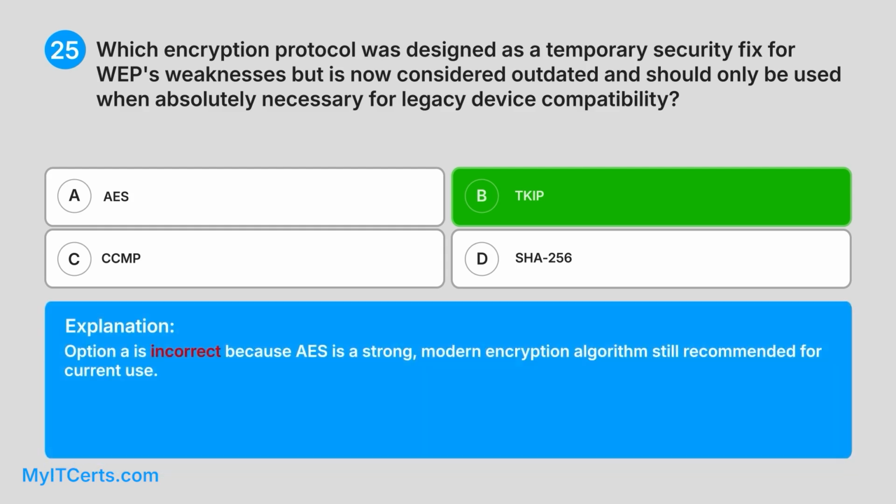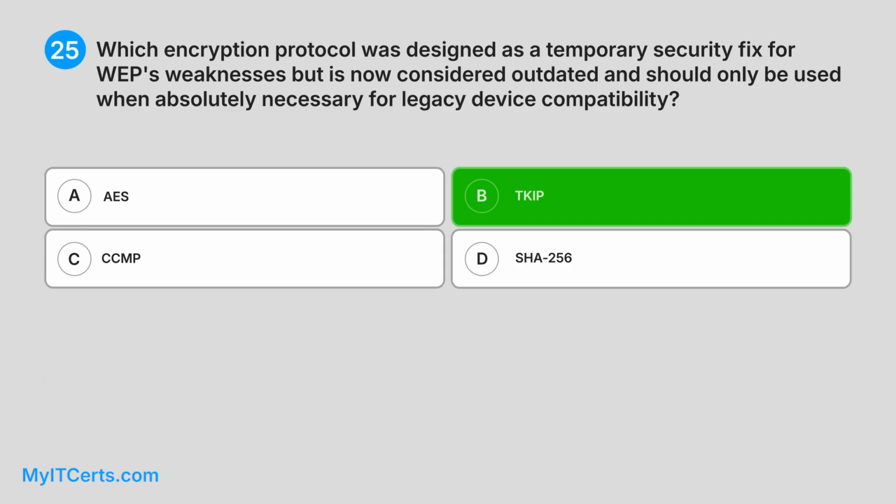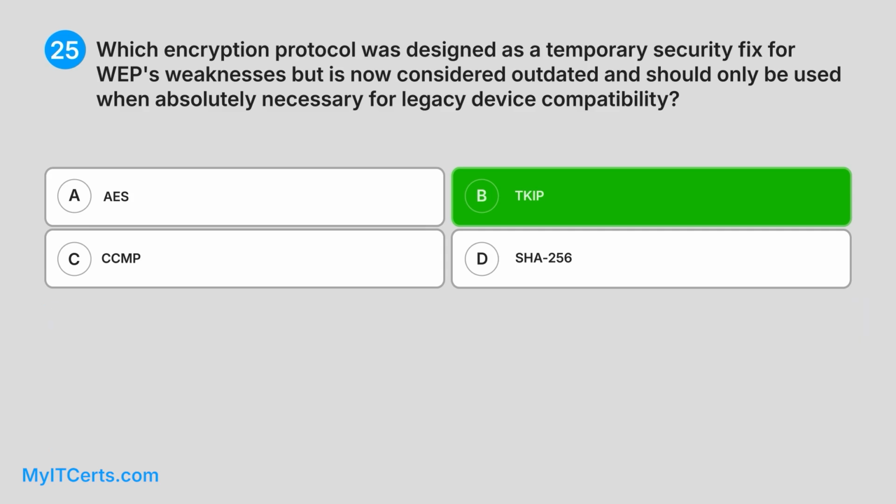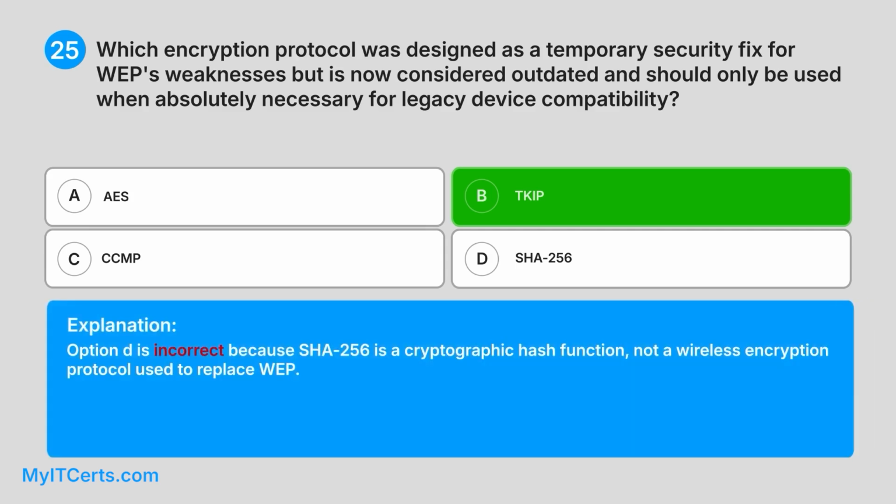Option A is incorrect because AES is a strong, modern encryption algorithm still recommended for current use. Option C is incorrect because CCMP is the secure encryption protocol that uses AES in WPA2. It's the replacement for TKIP, not what was replaced. Option D is incorrect because SHA-256 is a cryptographic hash function, not a wireless encryption protocol used to replace WEP.